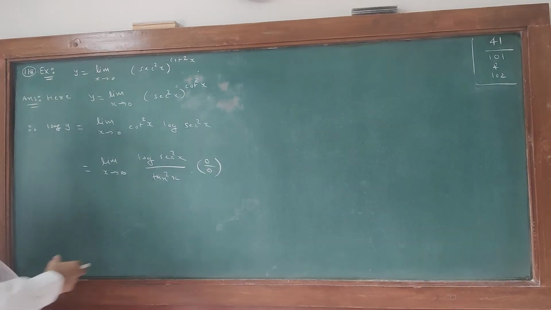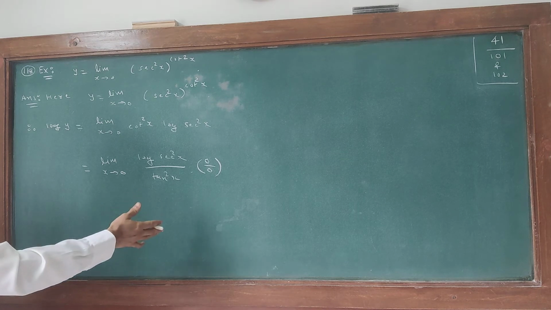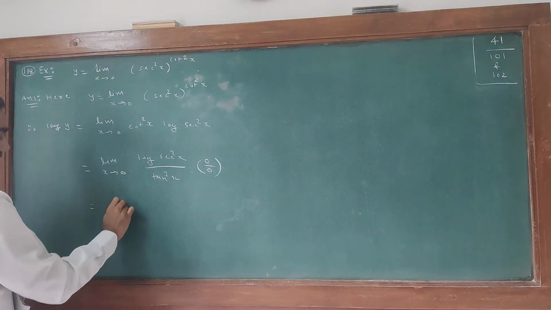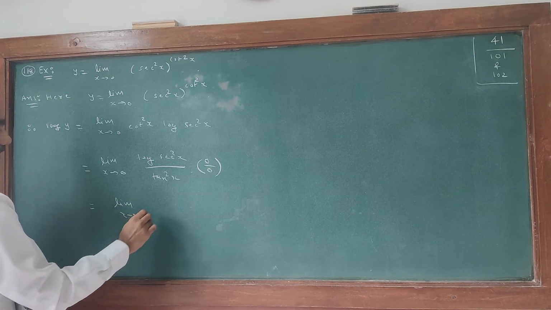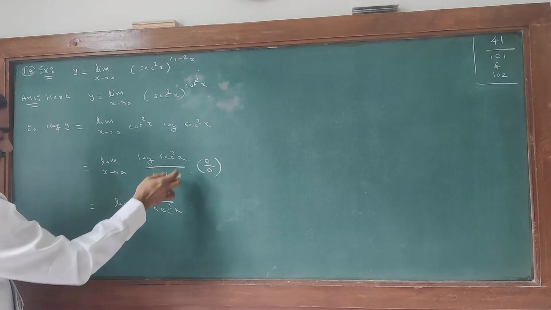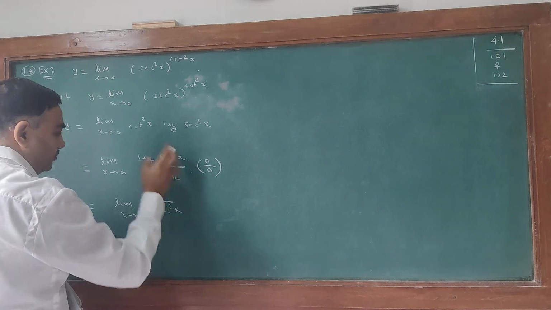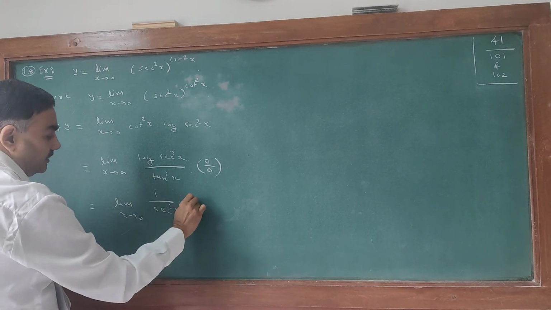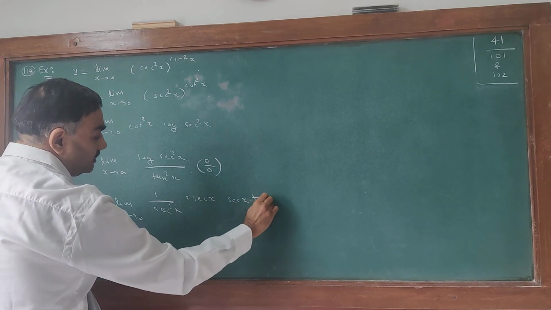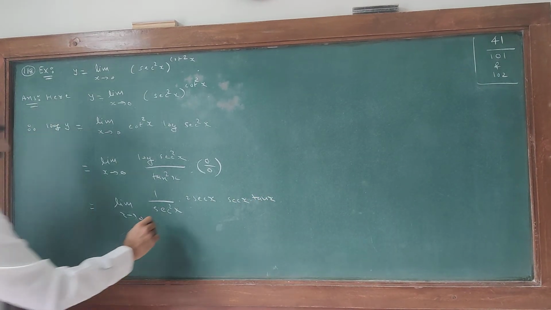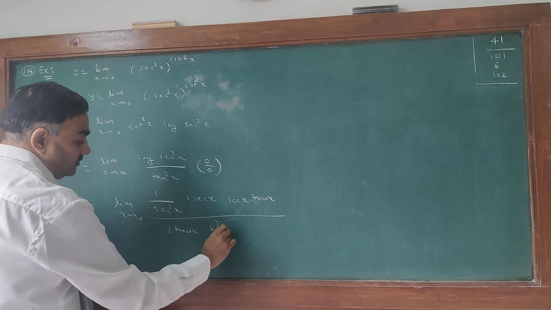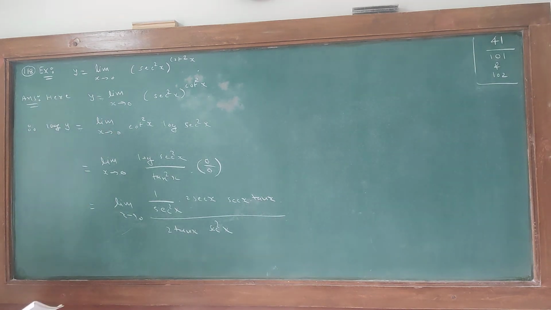So at this juncture we can apply L'Hospital rule. So it is limit x tends to 0. Log sec square gives 1 upon sec square, or we can take 2 outside. 2 sec x, sec x tan x upon 2 tan x into sec square x.